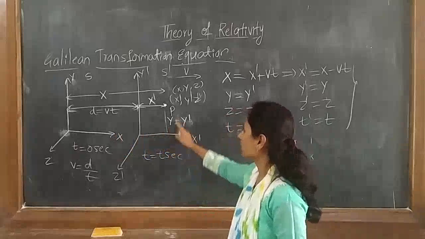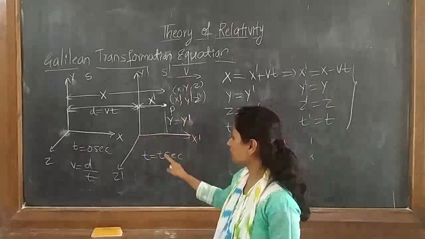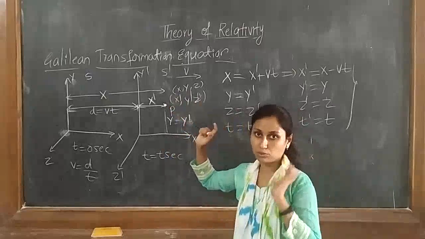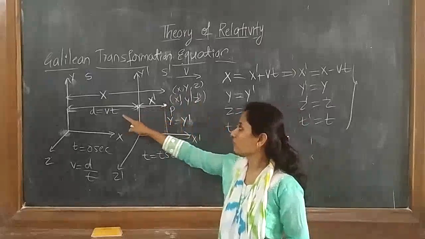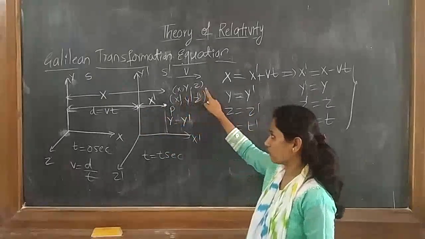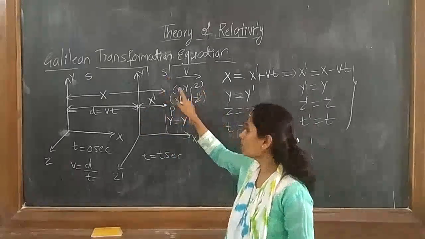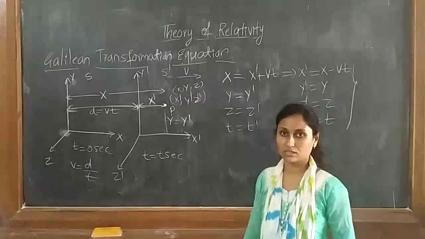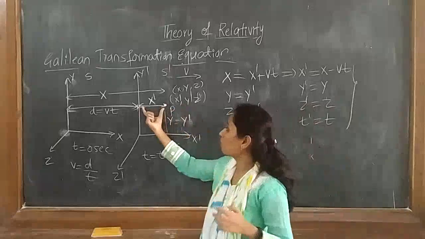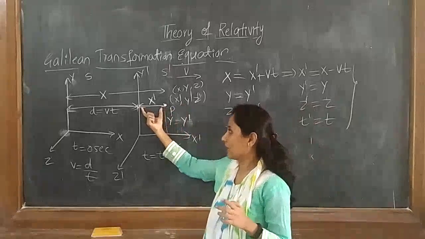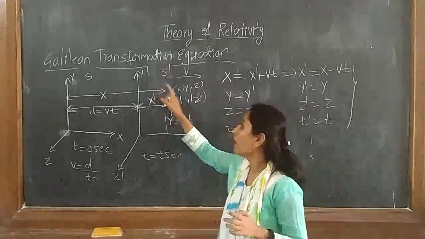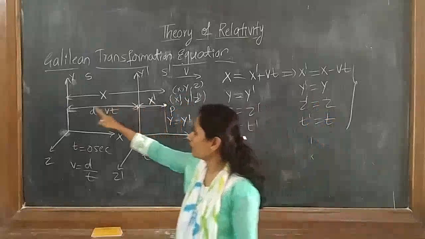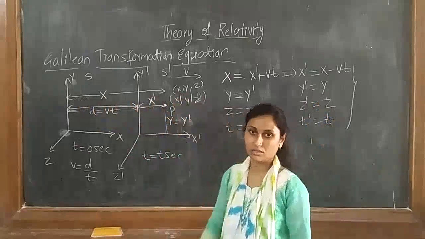Now, as it is moving, its velocity is v, and it has taken t seconds. So we drew that, and some event is happening at the position P. According to the S frame, its position coordinates are x, y, z. According to S dash, its position coordinates are x dash, y dash, and z dash. Now, x dash is how much distance there is from the axis with respect to the S dash frame, and x means how much distance that event is from the S frame. That is equal to x distance.